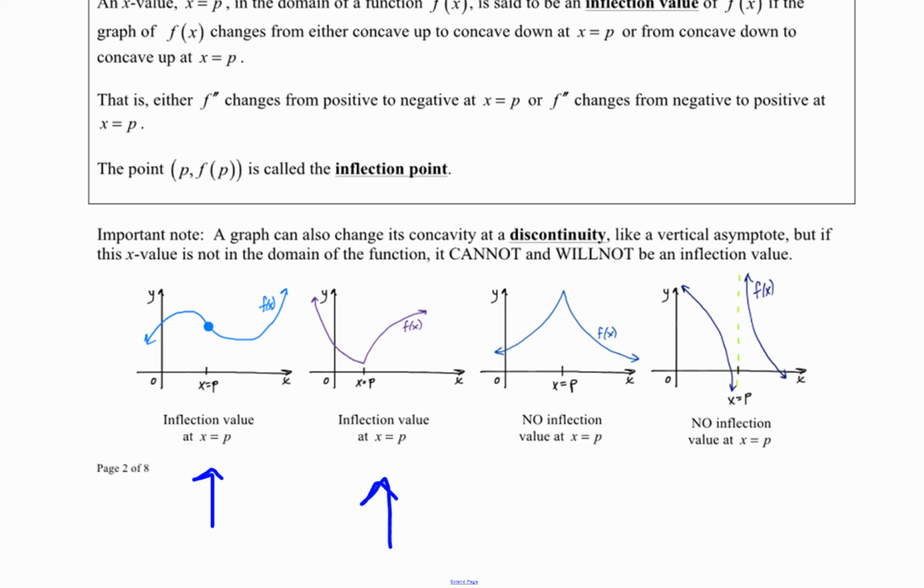down like a frown. This one, there is no inflection value at x equals p, even though the graph changes how it looks a little bit, because it is concave up like a cup and also concave up like a cup. This changes from concave down like a frown to concave up like a cup, but there is no inflection value there because it's discontinuous. So even though a graph can change concavity at a discontinuity, it will not be an inflection value at that point.